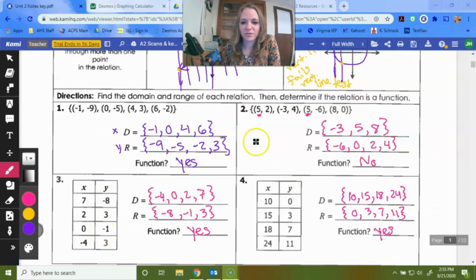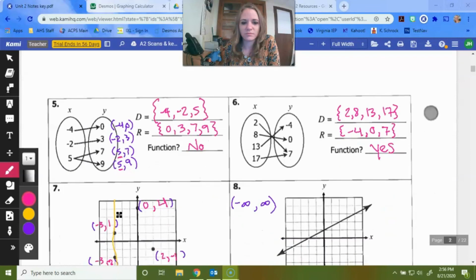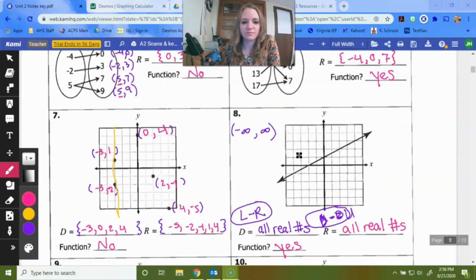Hey, so you're ready to go over your solutions. Number 2 was no for a function. Number 3 was yes, and number 4 was yes. If you need to pause to read all these answers, I'm going to go ahead and scroll down. Number 5 was no. We had a 5 mapping to a 7 and a 9, so it's not a function. When the same x goes to 2 different y's, that's a no. No bueno. Number 6 was a yes. That one was all good.